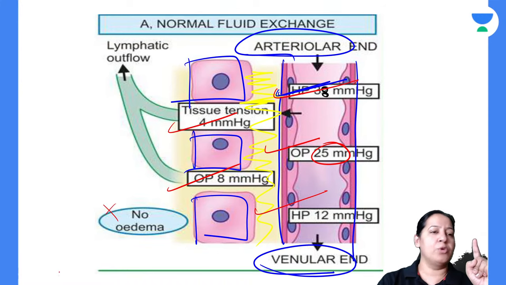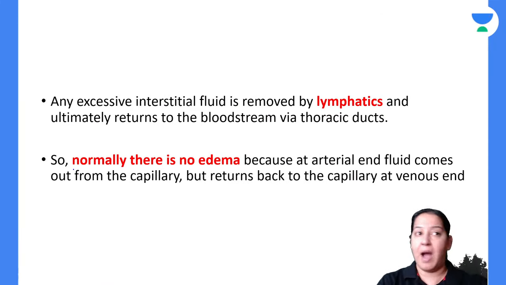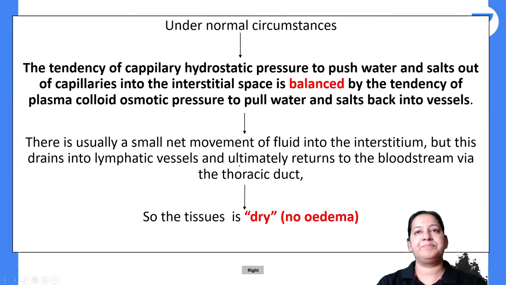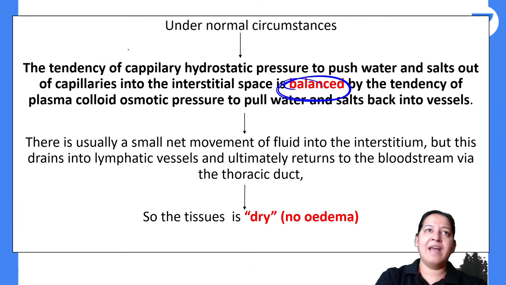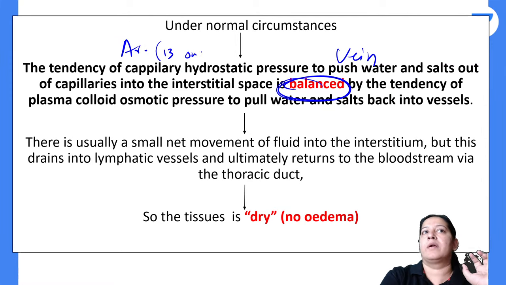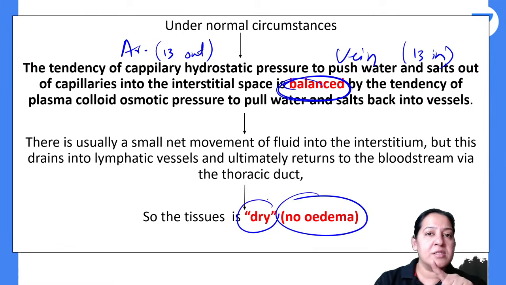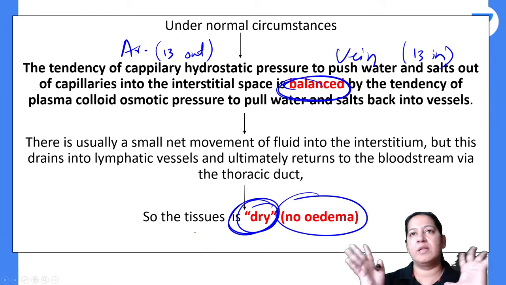So normally there is no edema. Normally there is no edema, right? I don't have edema because there is a balance. At the arterial end, the pressure changes are balanced by the venous end. At the arterial end, net pressure is 13 outward. And at the venous end, net pressure is 13 inward. So that is the summary. A normal person doesn't have edema because the interstitial space is dry. There is no fluid in the interstitial space.